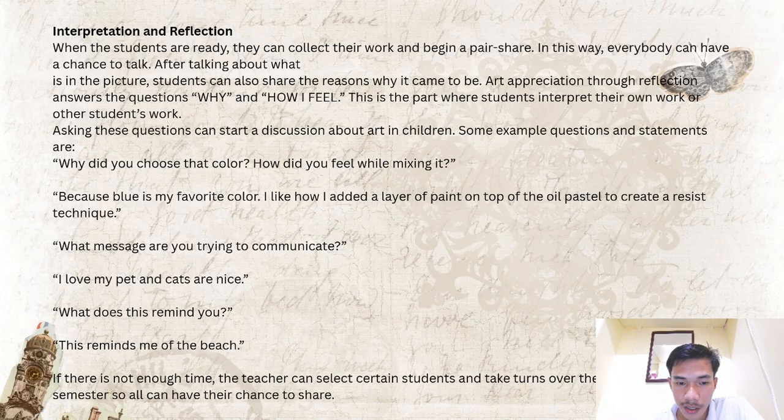So next is the interpretation and reflection. So let's talk about interpretation and reflection. So this is where students understand the meaning behind their art. So after finishing their work, students do a paired share activity. So this is more on assessment and evaluation. This is more on self assessment and evaluation. So this gives everyone a chance to speak.